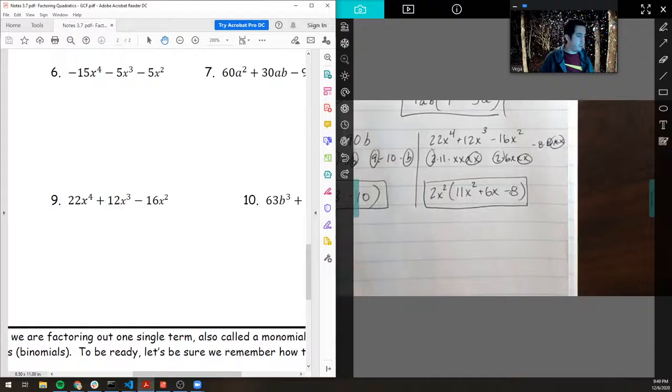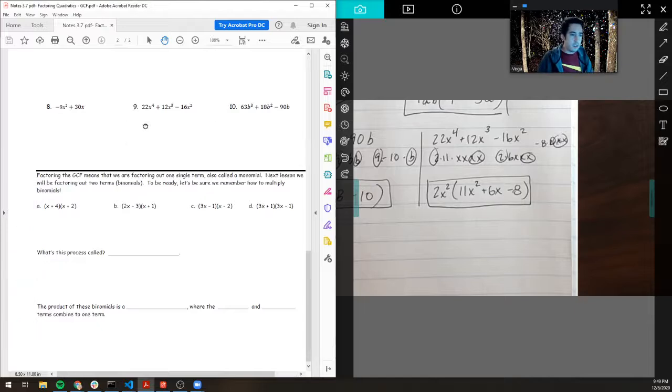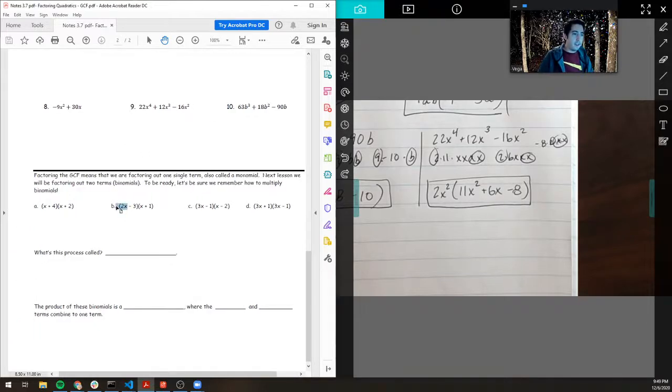Right? So that's just factoring. There it is. You should have done it before. Hopefully you remember it from Algebra 1. I know I do. Last thing we'll look at, again, factoring the GCF means that we are factoring out a single term. One term, also called a monomial. Mono means one, nomial means term, monomial is one term.